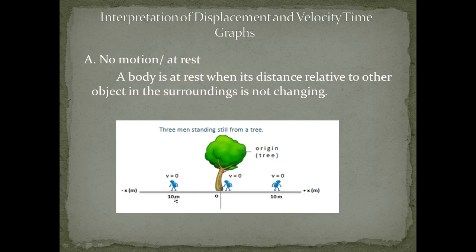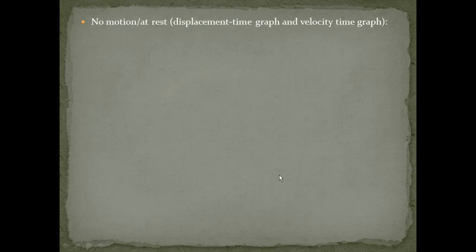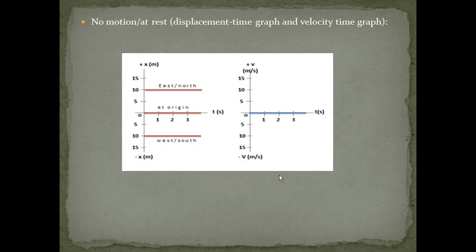The person is not moving since its position is not changing with respect to the tree. The same goes with this other person. Okay, so no motion, or an object at rest: for displacement and velocity versus time graphs, it is represented by the following diagrams.